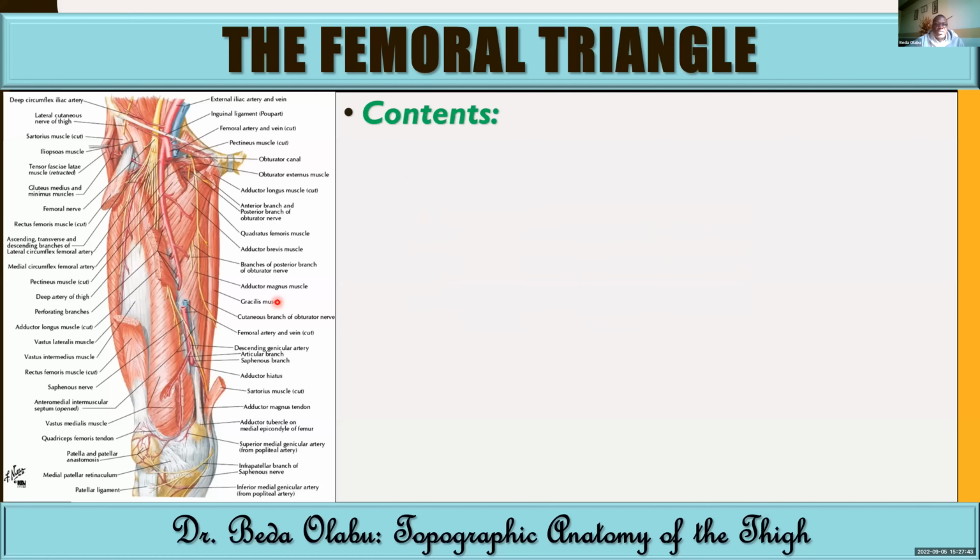Great, so let's go deeper into the triangle and talk about the contents of the femoral triangle. So which structures are found within the triangle? The femoral triangle contains the following structures. So we do have the femoral nerve and its branches. This is the femoral nerve and the branches it gives. Most of those branches are given to the muscles of the anterior thigh.